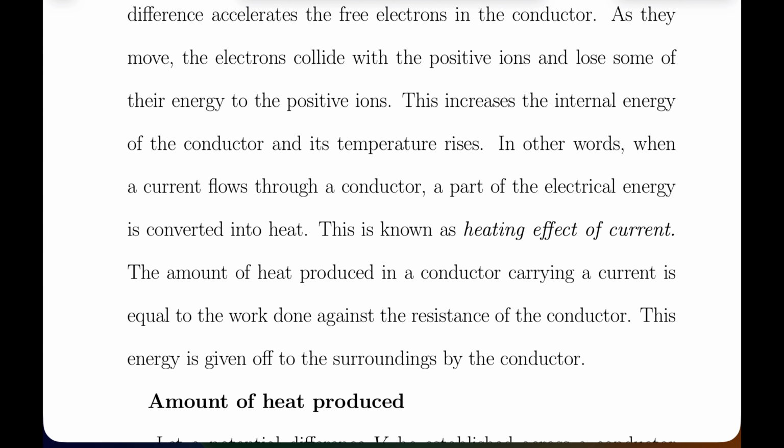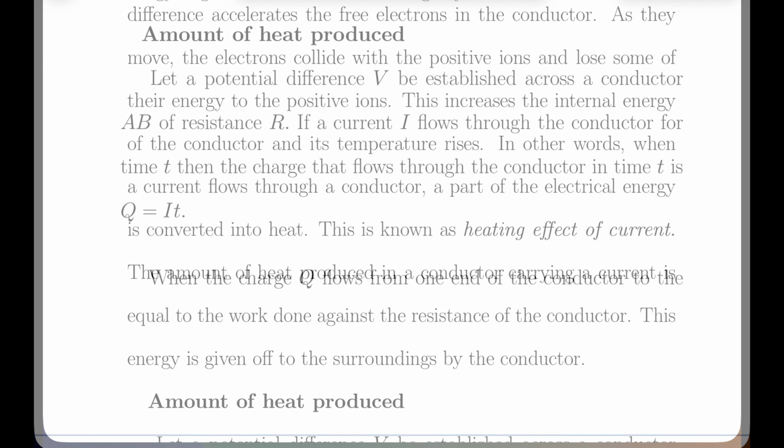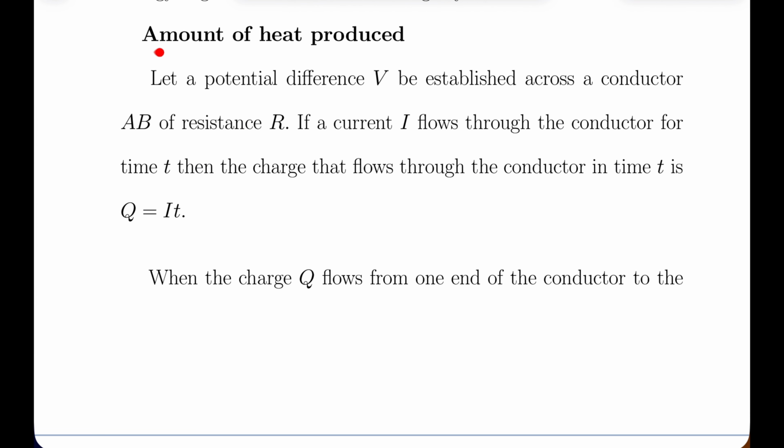The amount of heat produced in a conductor carrying a current is equal to the work done against the resistance of the conductor. This energy is given off to the surroundings by the conductor. Amount of heat produced. Let a potential difference V be established across a conductor AB of resistance R.